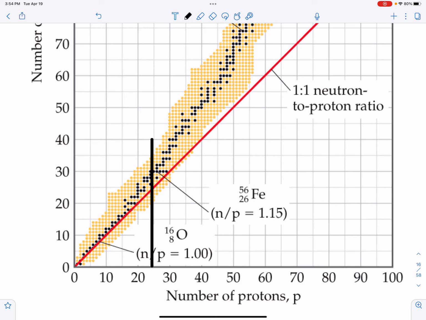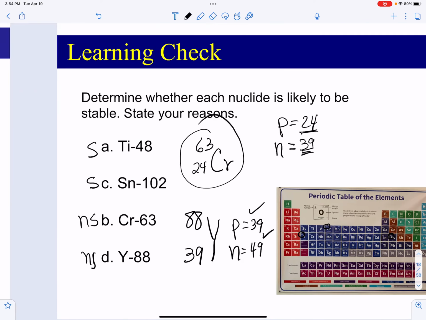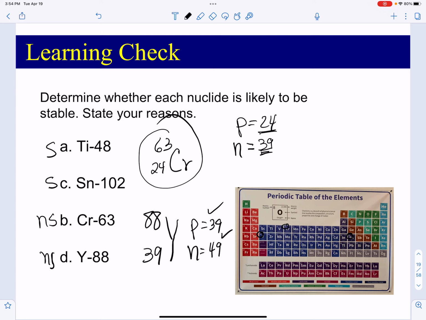So 24 protons, 39 neutrons. This one is obviously outside the belt of stability, so chromium is going to be not stable. Going back to this, I would say this one, due to the belt of stability, is stable. So check the belt of stability first.